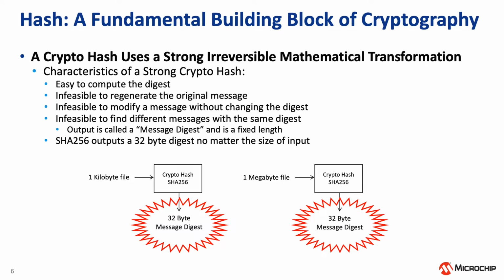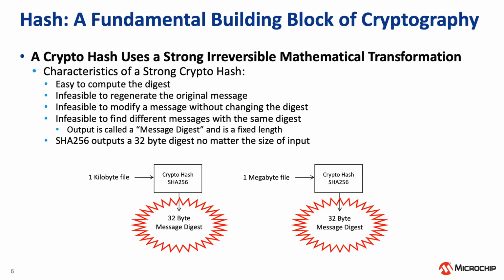And the output of a hash is called a message digest, and it's of fixed length. Most engineers have come across hashes before. If you're familiar with CRCs, cyclic redundancy checks, that's a hash. But that hash is far too weak to be used with cryptography. A hash is a mathematical compression algorithm.